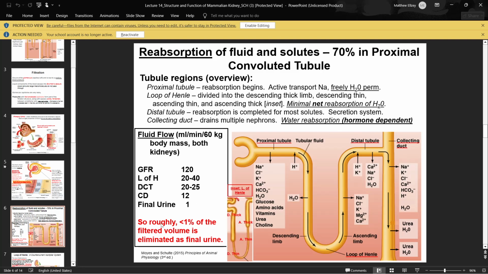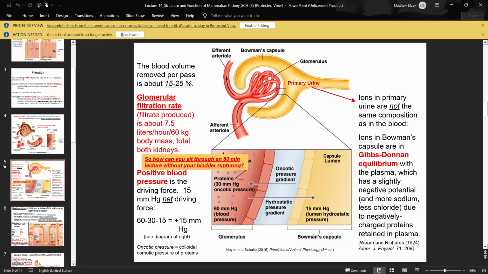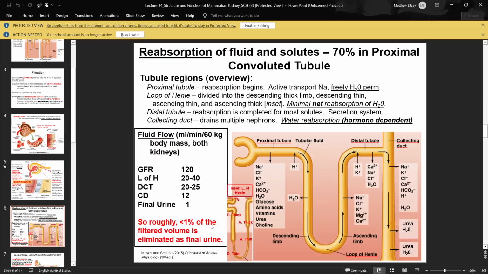And so roughly less than 1% of the filtered volume is eliminated in final urine. That's why I said, yeah, we initially produce 7.5 liters, but less than 1% of that is actually going to be eliminated as final urine. By the time the filtrate has reached through all of this and all of this reabsorption has occurred, the urine is very concentrated and a lot smaller, a lot less volume.